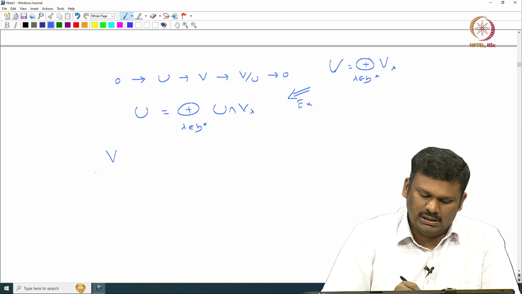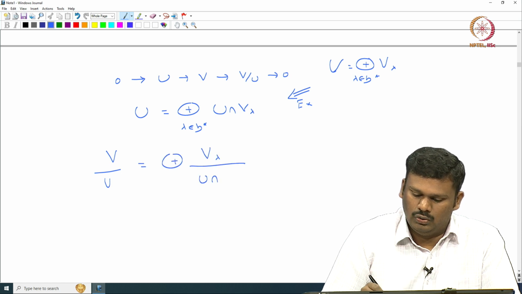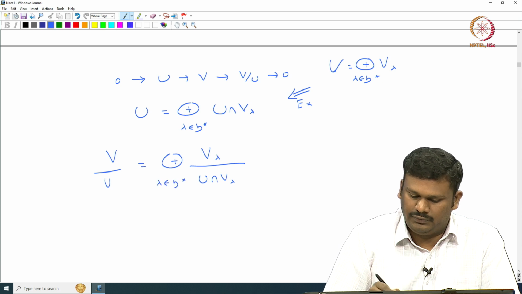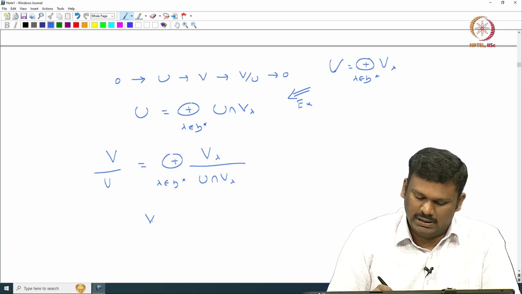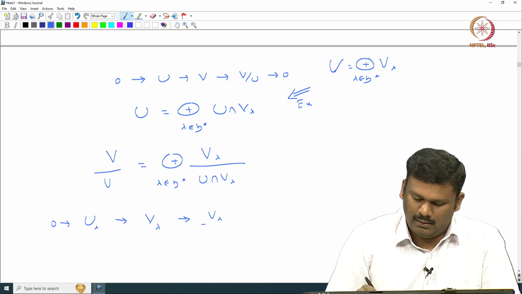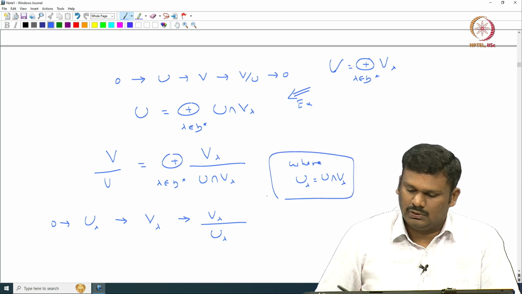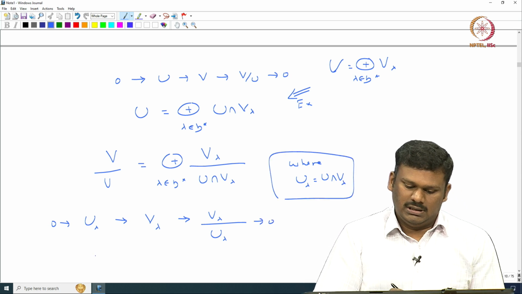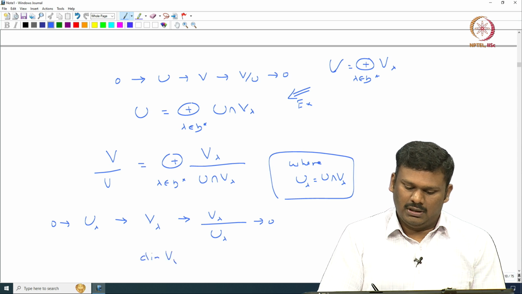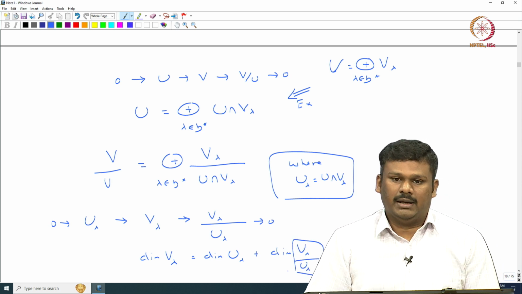Now, with this you can easily see that V modulo U again is written as a direct sum of V_lambda modulo U intersection V_lambda, lambda in h star. So, in particular you have this exact sequence at the level of the lambda weight space, where U_lambda is U intersection V_lambda. So, the dimension of V_lambda becomes equal to the dimension of U_lambda plus the dimension of V_lambda modulo U_lambda. This just follows from the dimension formula.